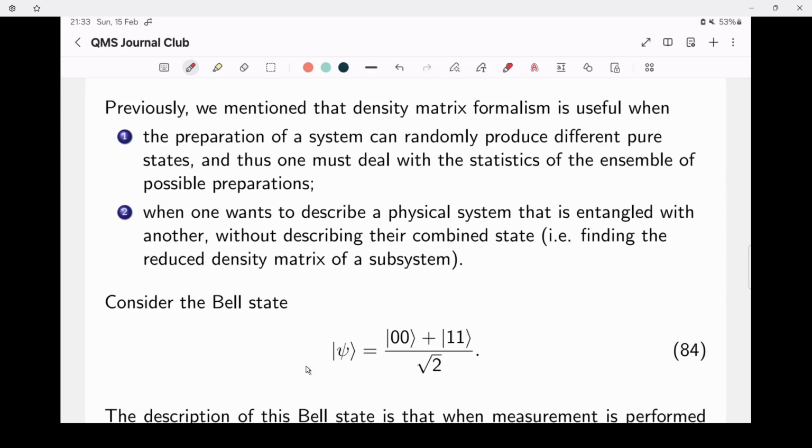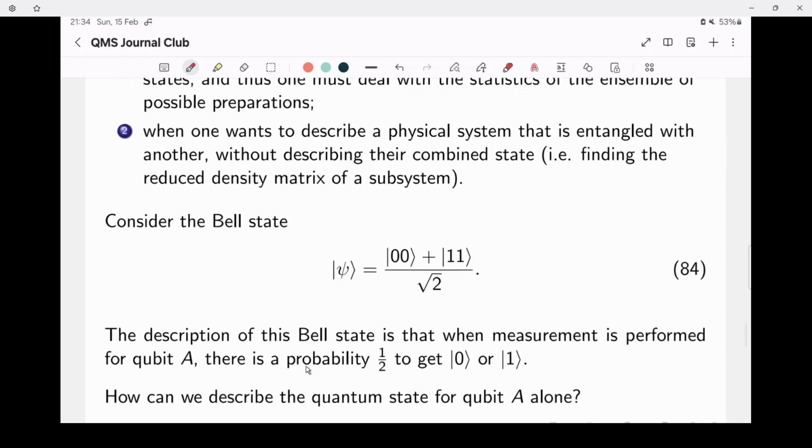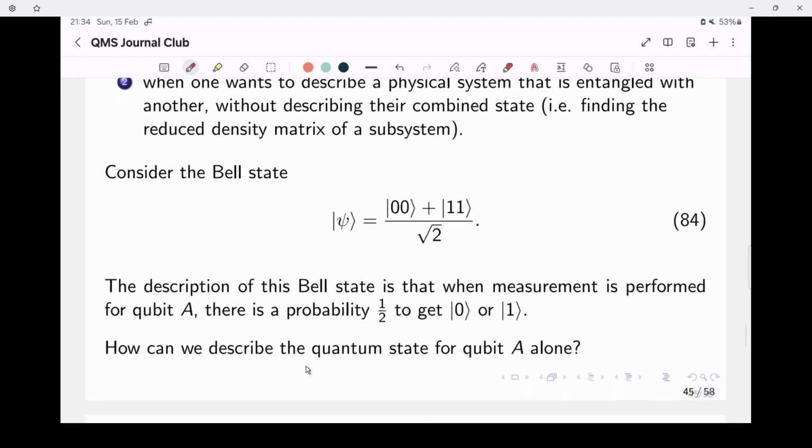The second one is when your physical system is entangled with one another. Then when you perform what we call a partial trace, the reduced density matrix will be a mixed state. So here I try to provide a clearer motivation why you cannot do it with just a state vector.